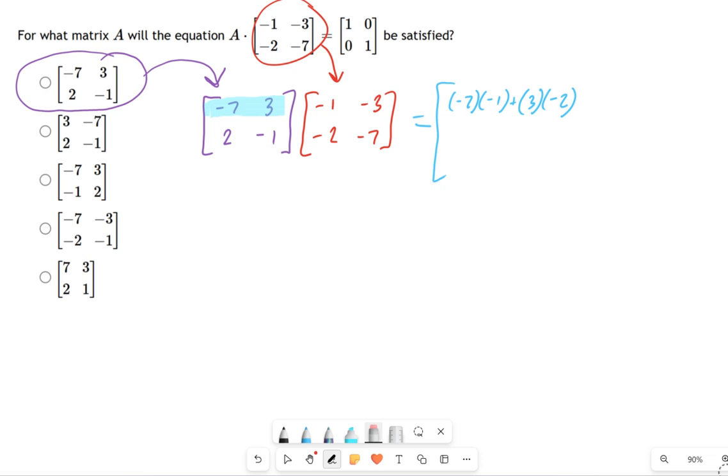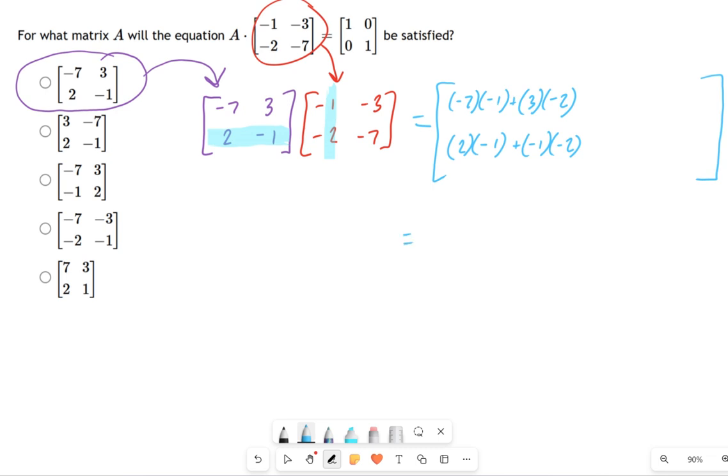Next, I'm going to take the lower row times the left column. And what that's going to get me is 2 times -1 plus -1 times -2. Obviously there's more to do, right? This is only the left side.